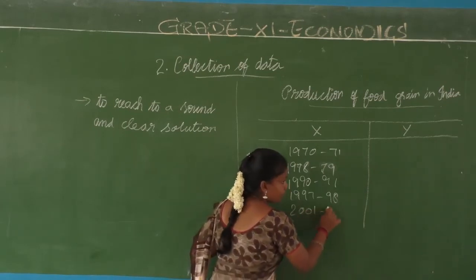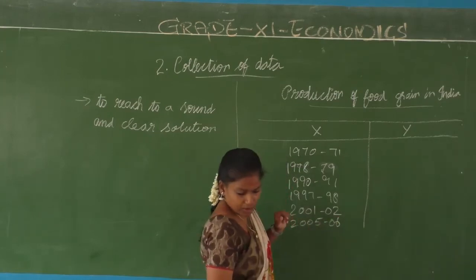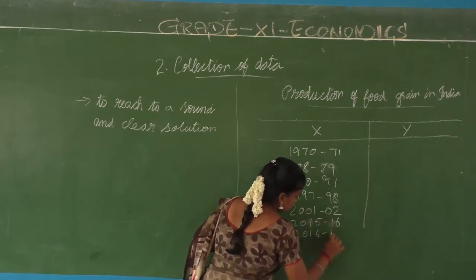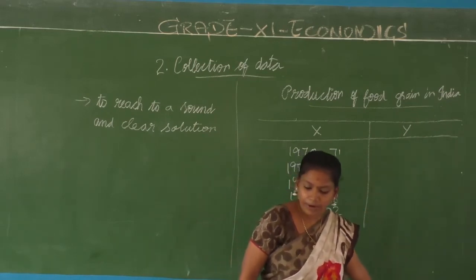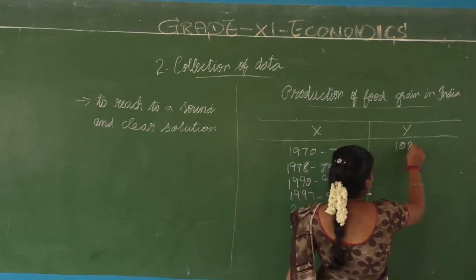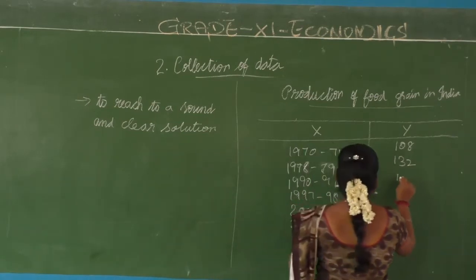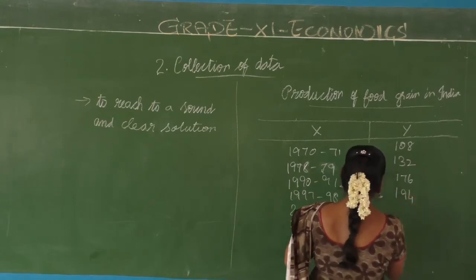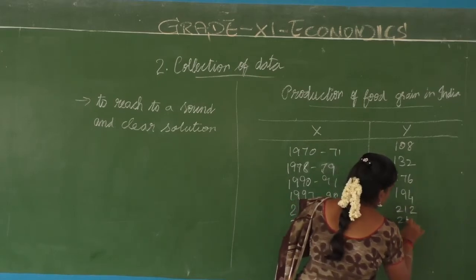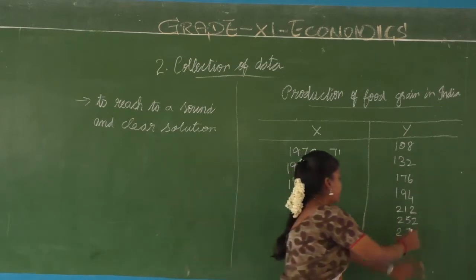Okay, and then what? 2001, 2. Then 2005 and 6. And finally you have 2015, 16. Then 2016, 17. What is on this side? It is given the production of food grain in million tons, like 108, 132. Okay, then we have 176, 194, then 212, 252, 274. These are given in million tons.